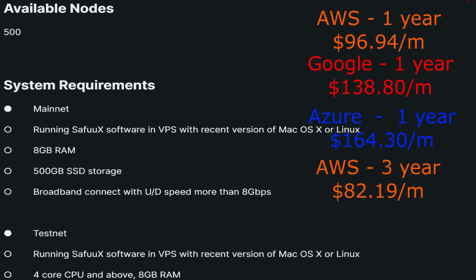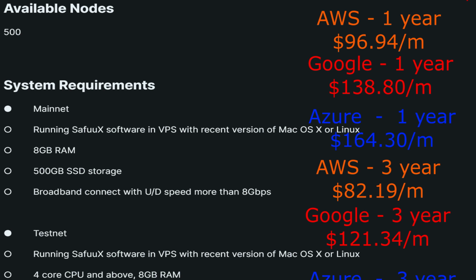So if anyone wanted to look at doing a 3 year reservation, the cheapest again is going to be AWS at $82.19 for the 3 year commitment. The next one is Google Cloud Provider at $121.34, and Azure coming in again. If you want to lock in on Azure for 3 years, each month it's going to cost you $130.61.